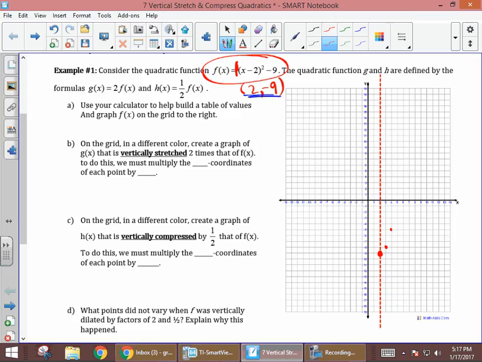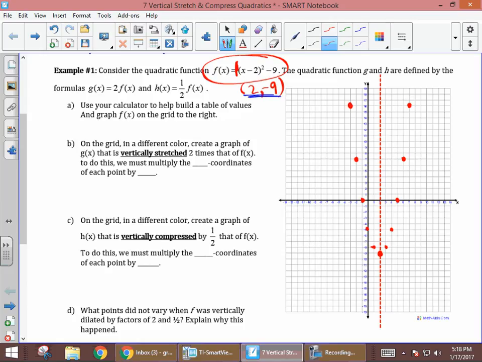When I go 2 away, I go up 2 squared, which is 4. 1, 2, 3, 4. 3 away would be 9. 1, 2, 3, 4, 5, 6, 7, 8, 9. And 4 away would be 16. 10, 11, 12, 13, 14, 15, 16. The same thing's happening on the other side, and this graph is so large, we may even be able to get another point on there. If I go 5 away, I go up 25, and this was 16, so 17, 18, 19, 20, 1, 2, 3, 4, and 5. So there it is.